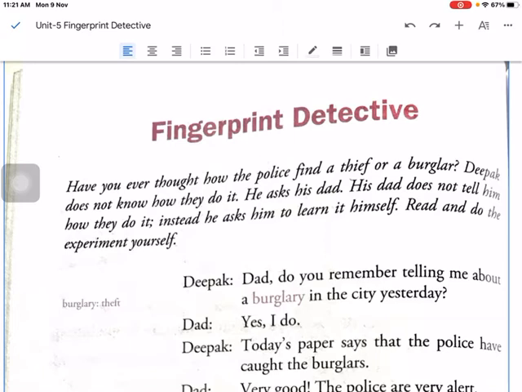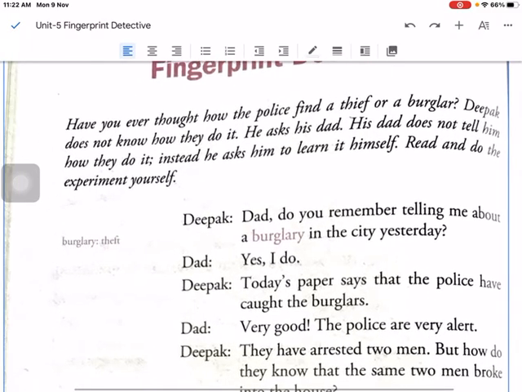Okay, have you ever thought how the police find a thief or a burglar? Deepak does not know how they do it. He asks his dad. His dad does not tell him how they do it. Instead, he asks him to learn it himself. Read and do the experiment yourself. Here you can see the conversation between Deepak and his dad. Okay, now let's read the conversation.